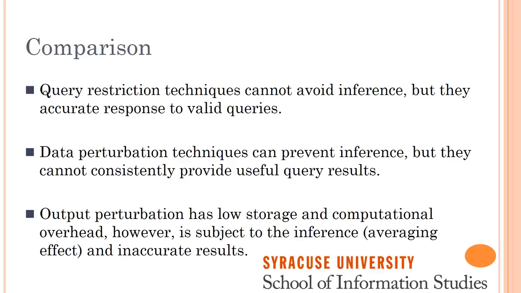So you would be wondering which one of the previously mentioned techniques is the best for data aggregation. On a broader base, we can say that query restriction techniques cannot avoid inference, but they accurately respond to valid queries. There is no noise added to the output, but the number of responses is restricted. Data perturbation techniques can prevent inference, but they cannot easily be made consistent enough to provide useful query results as data is corrupted by random noise. Output perturbation has low storage and computational overhead, however, it is subject to inference and inaccurate results.